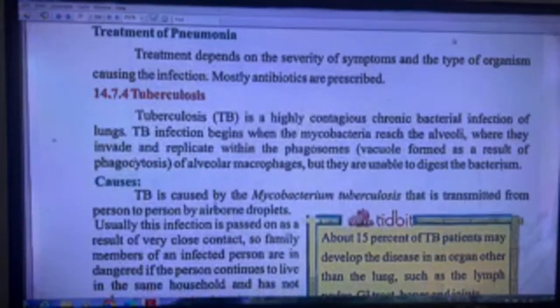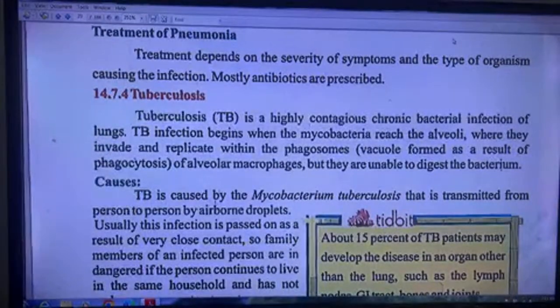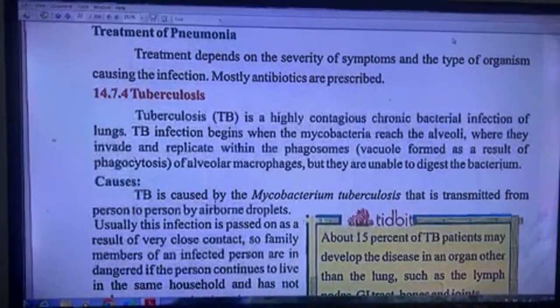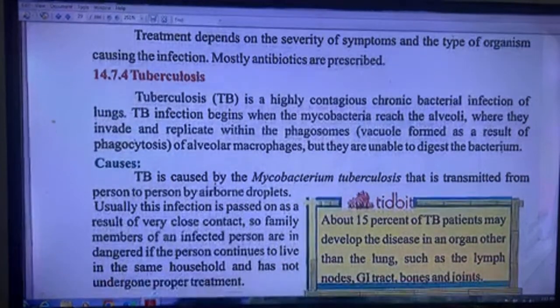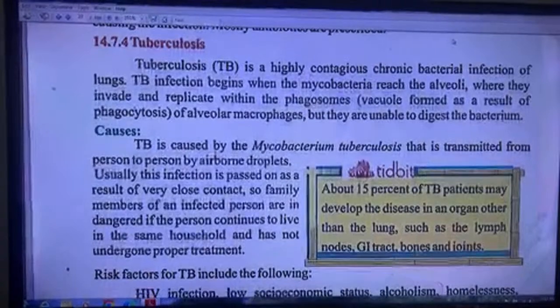Treatment of pneumonia. Treatment depends on the severity of symptoms and the type of organism causing the infection. Mostly antibiotics are prescribed. Tuberculosis. Tuberculosis is a highly contagious chronic bacterial infection of the lungs.